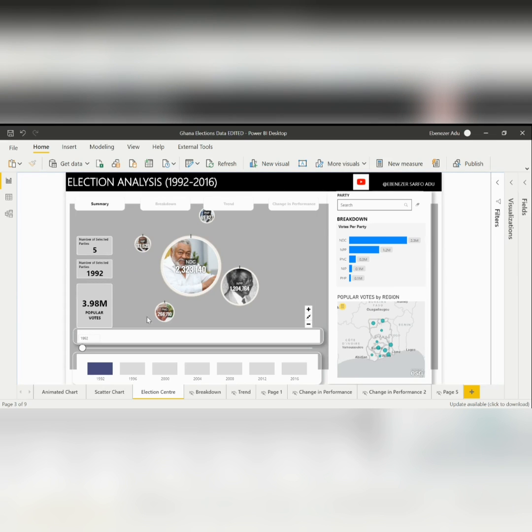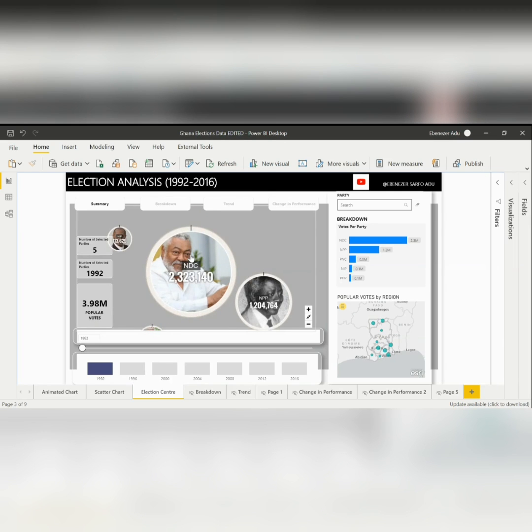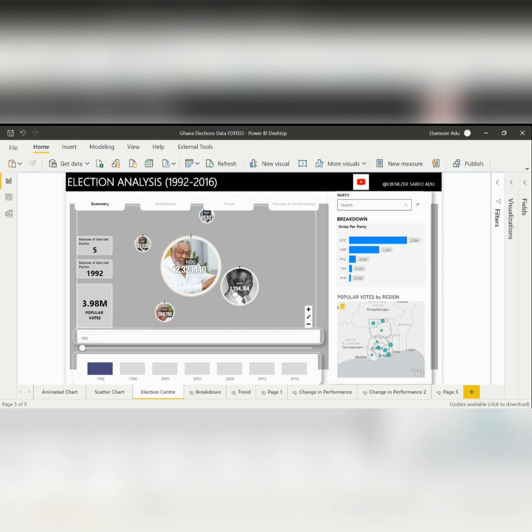Okay, so in my summary, I've selected 92. The number of parties that competed was 5. Total popular votes were 3.98 million. And you can see NDC led. That's why their image is the biggest, followed by NPP, PHP, I think PNC, NIP, PHP. Wow, that's a computer language.